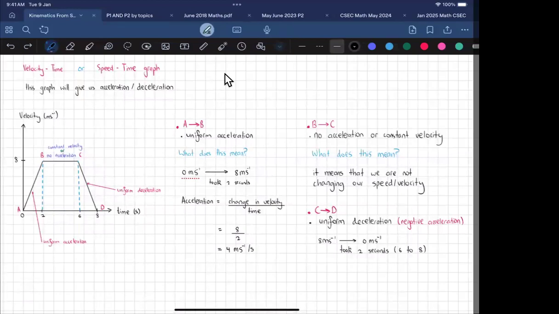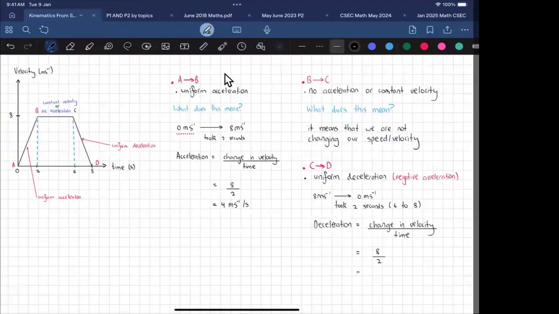I'm going to show you all a couple of ways we could write it. If I'm using the word deceleration, it would just be the change in velocity, the exact same thing. So that'll be 8, and it took 2. So 2. Again, the answer is 4 meters per second per second.